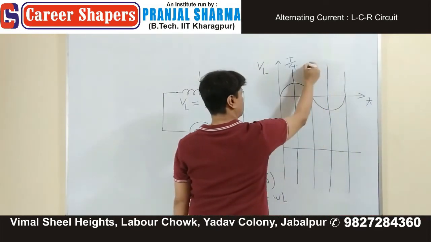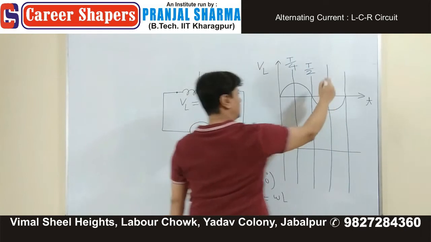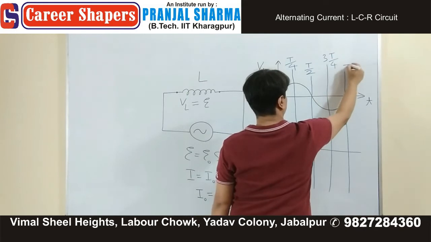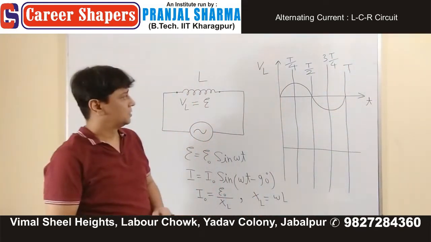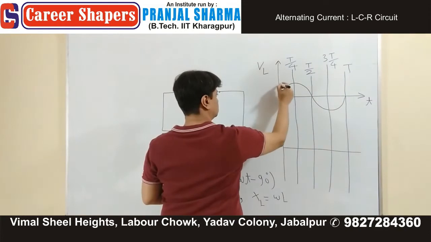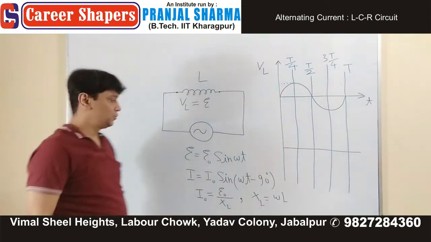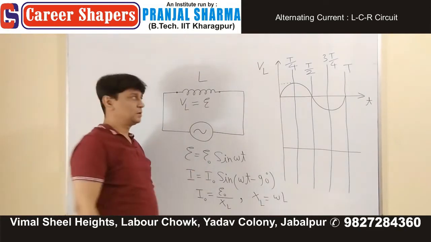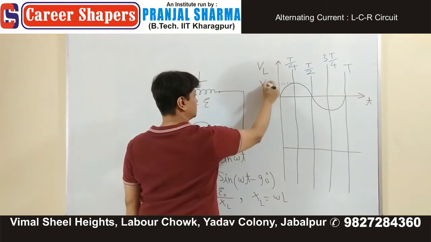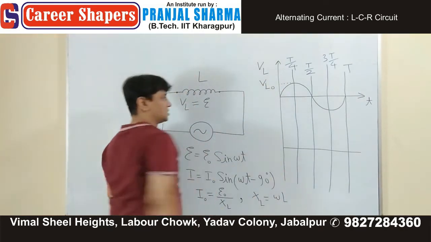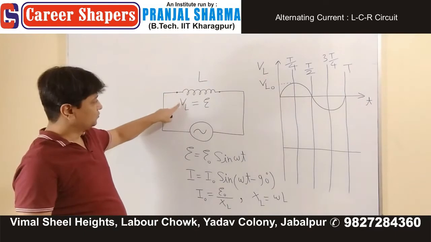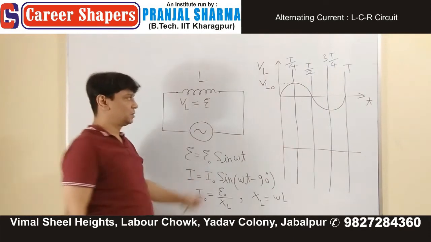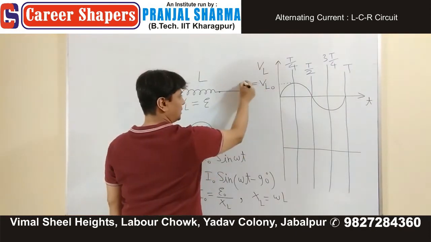T by 4, T by 2, 3T by 4, and capital T. This is the peak value, which for this particular case is E naught, but you can always write it as VL naught. In this case, VL, its maximum value is what? Maximum value of E, which is E naught. Right now you can write this VL naught as E naught.